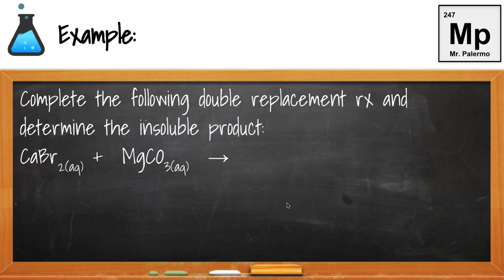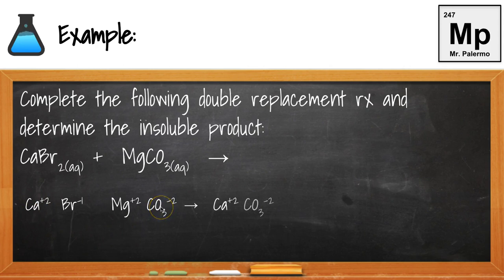Let's see another example. Complete the following double replacement reaction and again determine if the insoluble product forms and which one does form that insoluble product. So we have calcium bromide and magnesium carbonate. And so first, we're going to dissociate our ions, as we can see here. And next, we're going to switch partners. So the calcium is going to combine with the carbonate, and the magnesium is going to combine with the bromide ion.